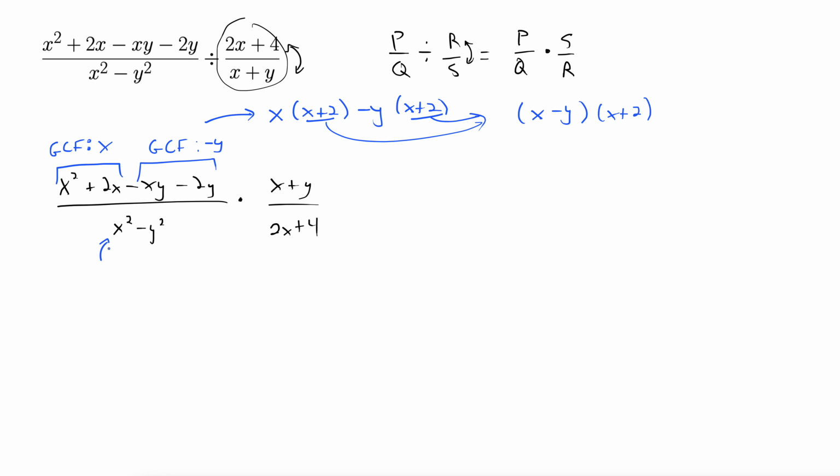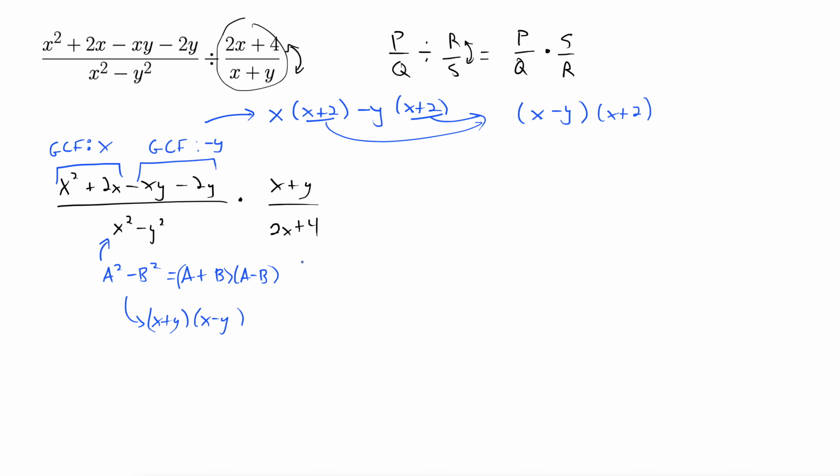Down here, this is of the form a squared minus b squared. And if you recall, that's the difference of squares, the old a plus b, a minus b. So this is going to become x plus y, x minus y.